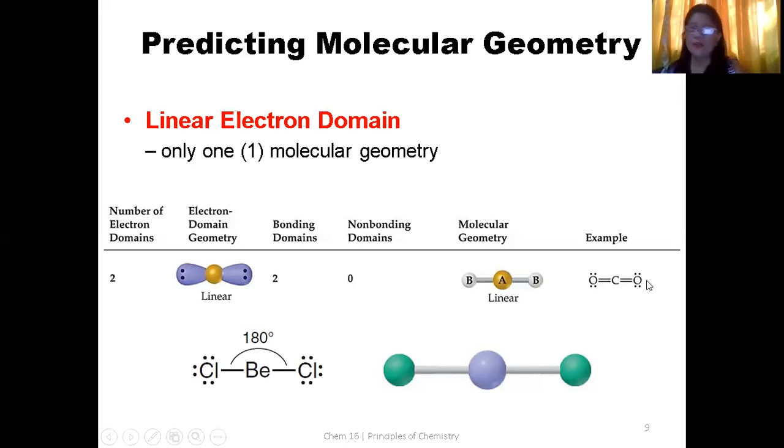How about this one? If you look into this atom, how many bonding domains? There will be 2. How many non-bonding domains? None, so it has no lone pair. How many bonding pairs? There will be 2. Non-bonding, none. How about this one? They are both linear. This is carbon dioxide.